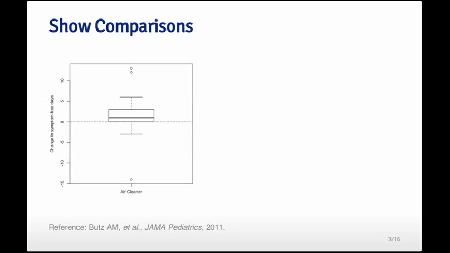So here's a quick example. The basic idea is that we have a box plot which looks at the effect of an air cleaner on the asthma symptoms of children in a set of homes. So the idea is that an air cleaner was introduced into a child's home to reduce indoor air pollution levels, and we want to see if their asthma symptoms are improving. So the outcome is what's called symptom-free days. So a higher number is better.